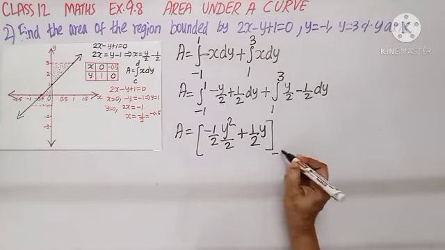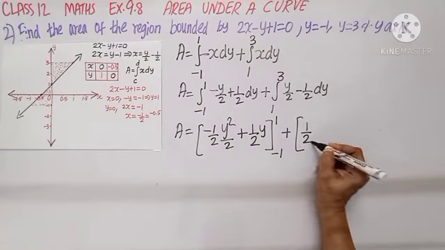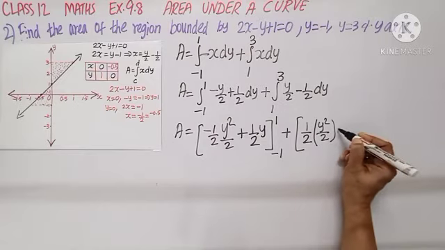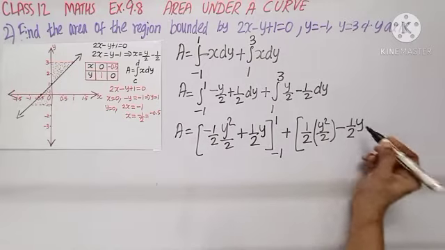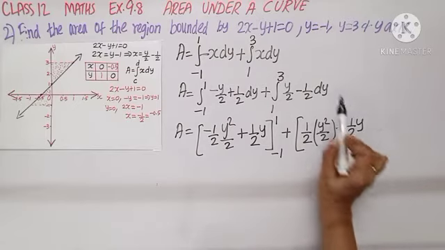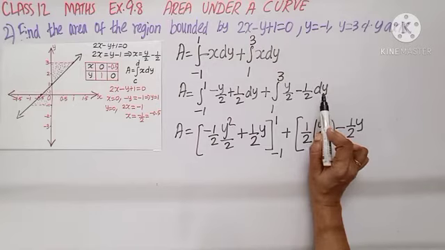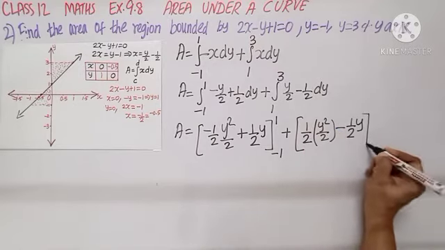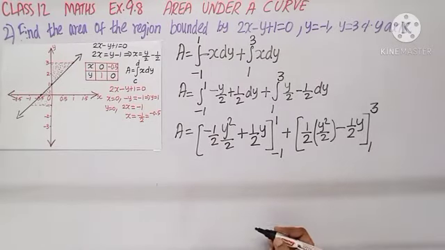Between the limits minus 1 to 1, plus y by 2. This 1 by 2 you keep as it is. Y will become y square by 2, minus half will become half into y. Why do I put y? If it is dx, you put x. If it is dy, you have to put y because now the variable is y. So half dy will become half into y. We have completed the integration. Put the limits from 1 to 3.